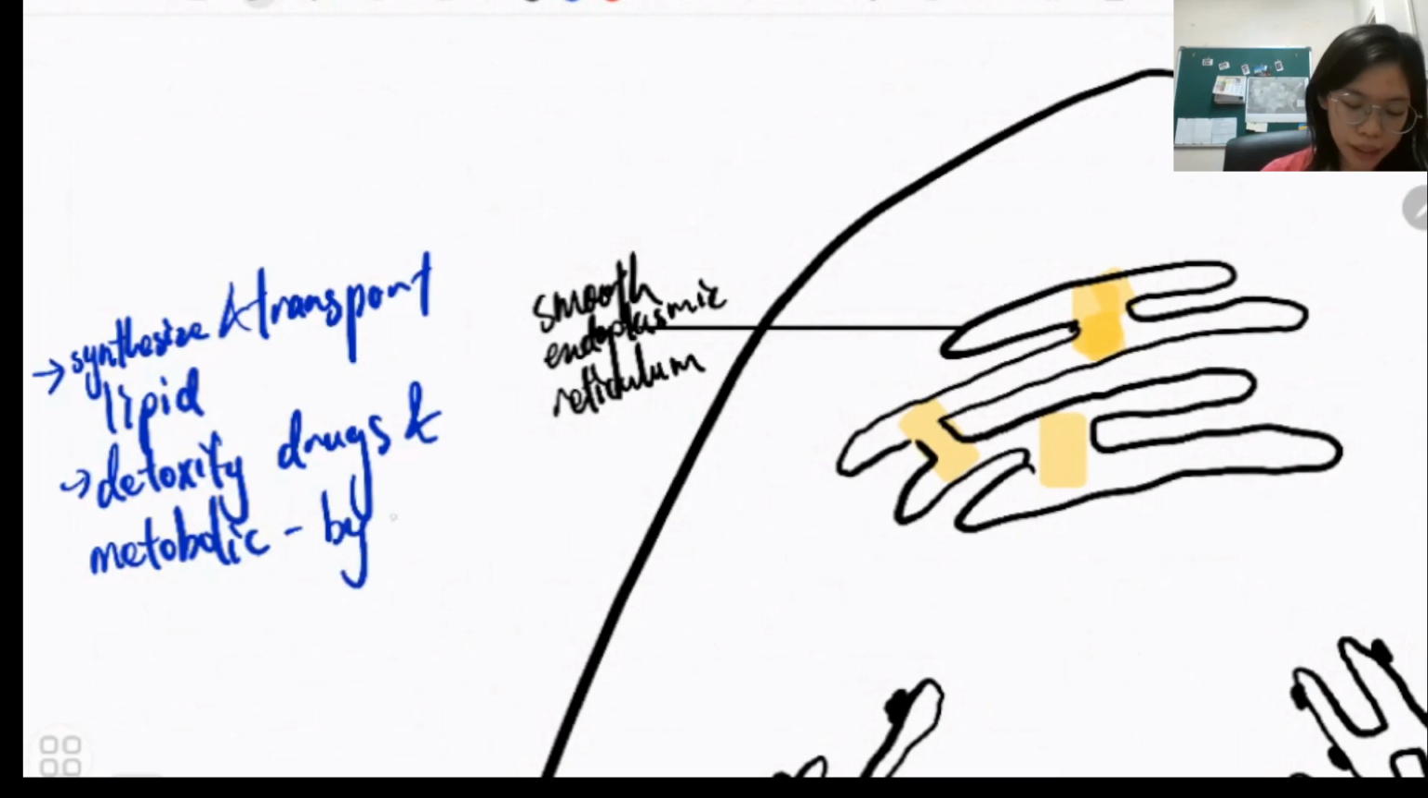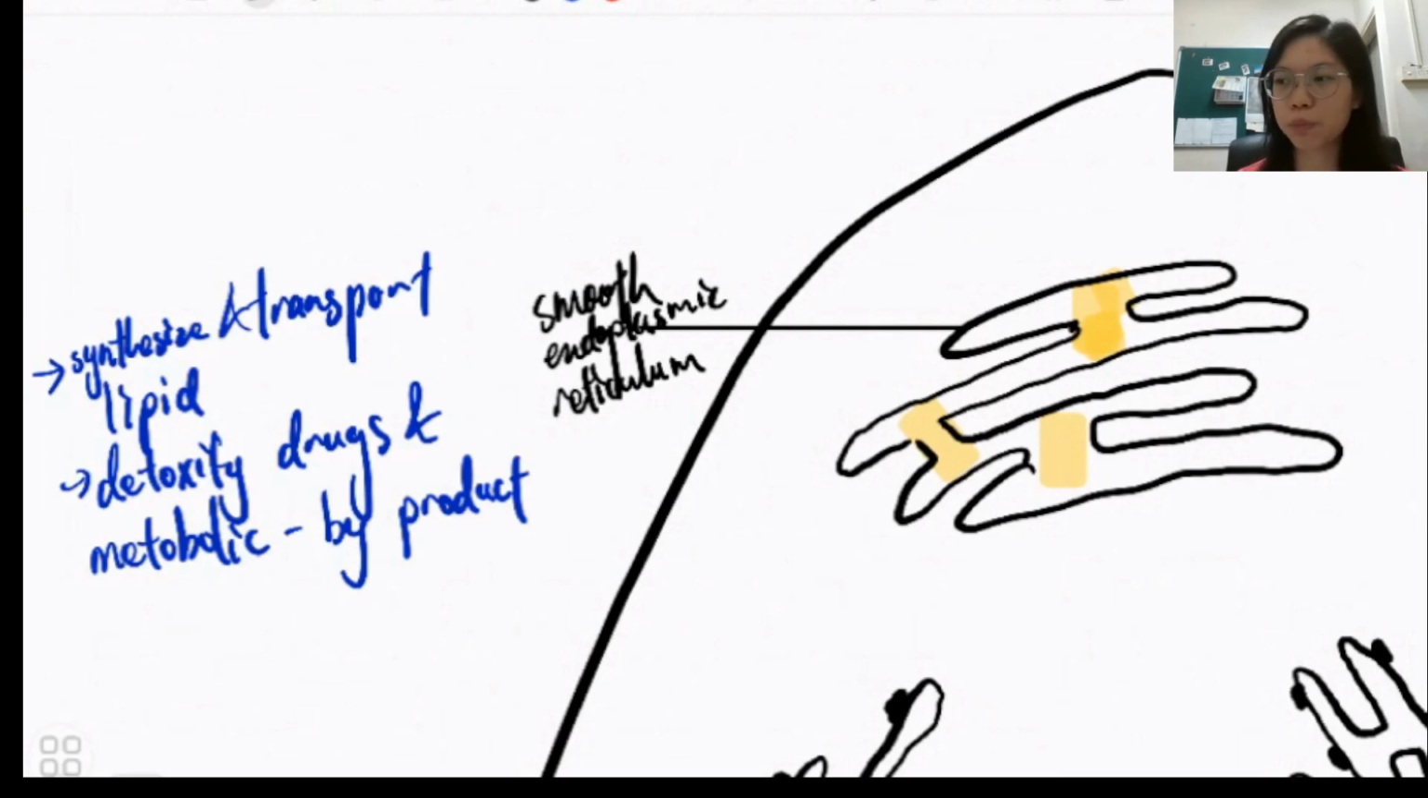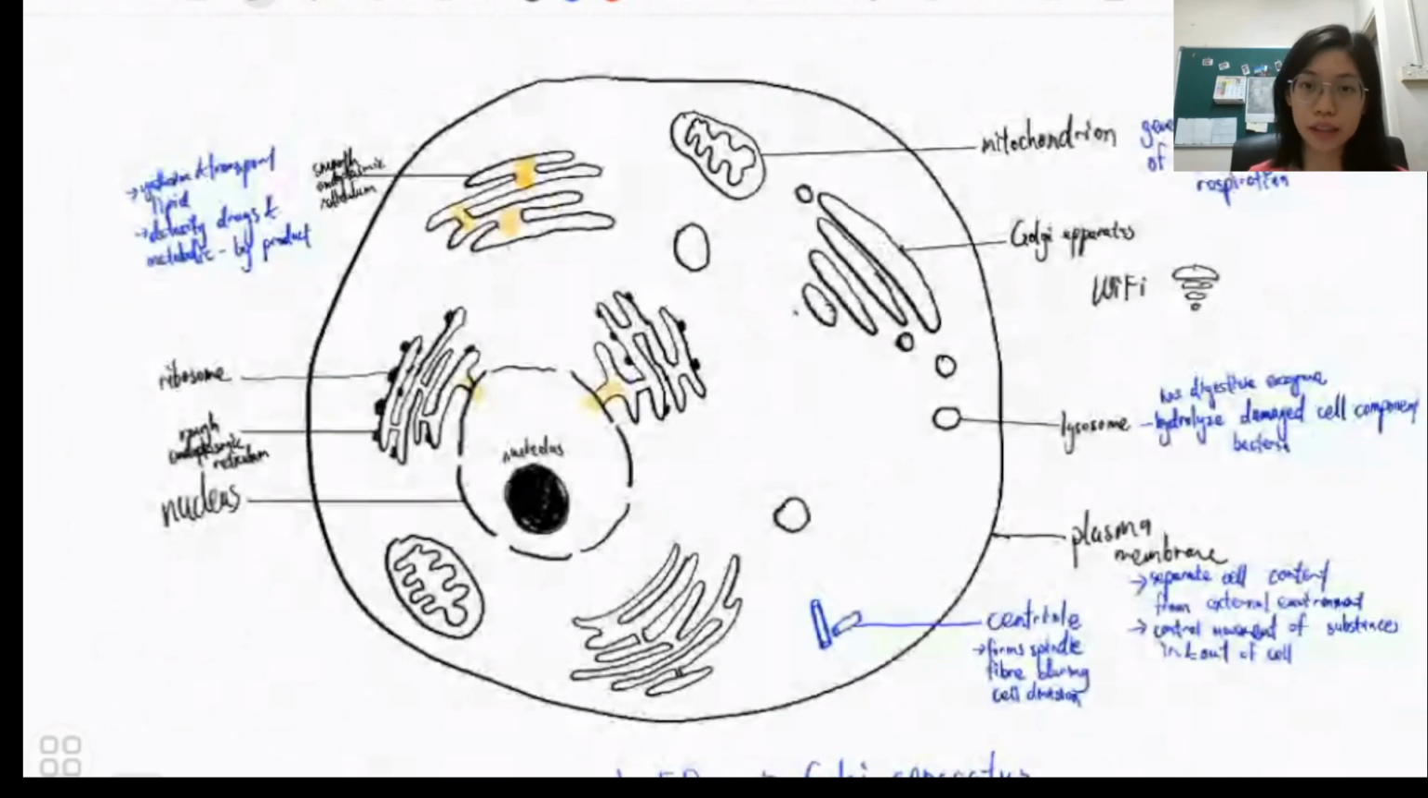So what is a metabolic byproduct? It's basically when an animal cell, or when a cell wants to carry out a metabolism, a process, it will actually produce some products that are not really required by the cell itself. So sometimes this metabolic byproduct can be toxic to the cell's own self. Therefore, this smooth endoplasmic reticulum will actually detoxify it. And the drugs are the same thing. They may harm your own cell. That's why the smooth endoplasmic reticulum is the one that detoxifies it. But the main function is to synthesize and transport lipid, basically. So that's it for animal cell.